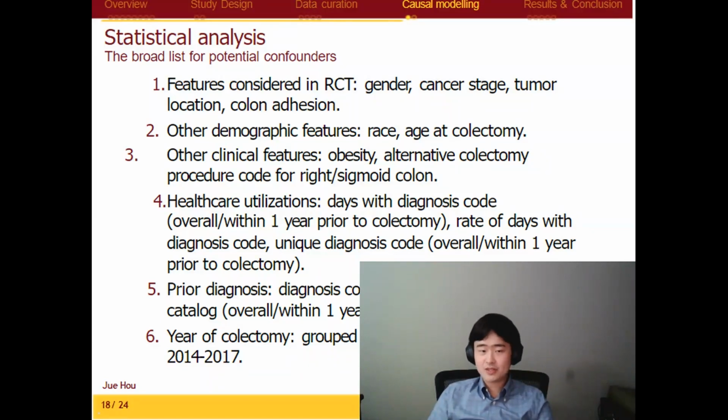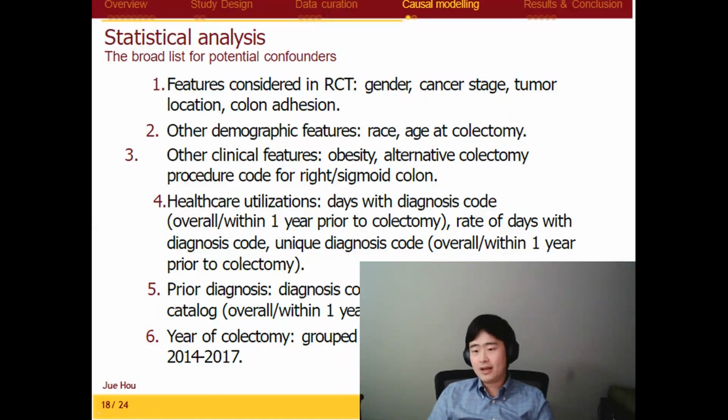For example, obesity is reported to be associated with the laparoscopy-assisted procedure, because I think it might raise some technical issues in the beginning, so people were a bit hesitant. But then a later study showed that it's okay. So then we have a growing number of obese patients. So that's potentially a confounder.